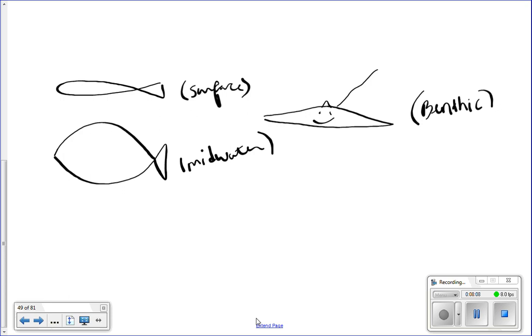Rays are happy, that's why they have a smiley face. Although their mouth is on the underside. Their mouths are on the underside because they're benthic and they're bottom feeders. So they have to have their mouth down there to be able to get the prey off the bottom.